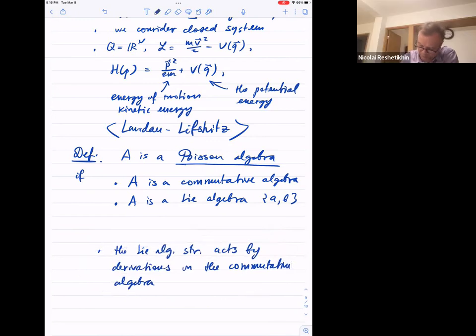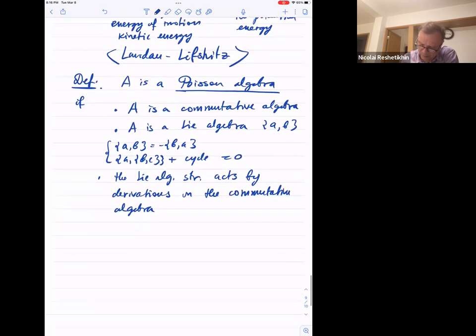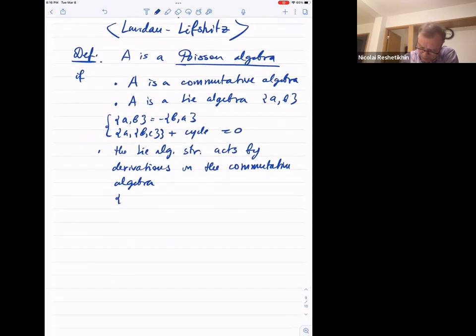So what does it mean? It's a Lie algebra, so it means that it's skew-symmetric and the Jacobi identity holds. Acting by derivations simply means that we have the Leibniz rule for the multiplication. So this is a definition.